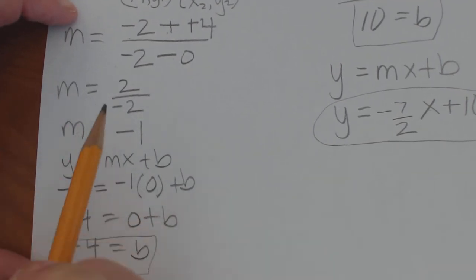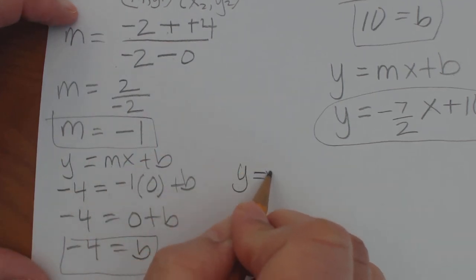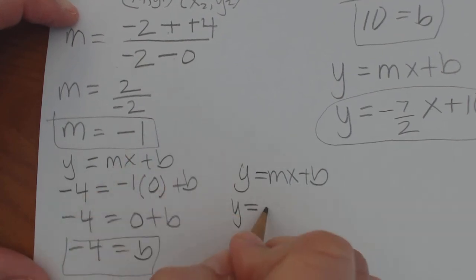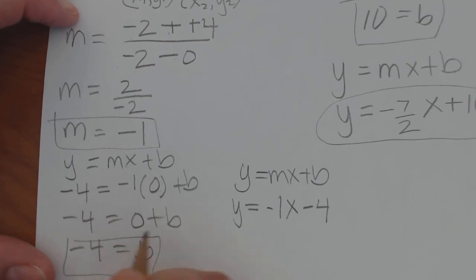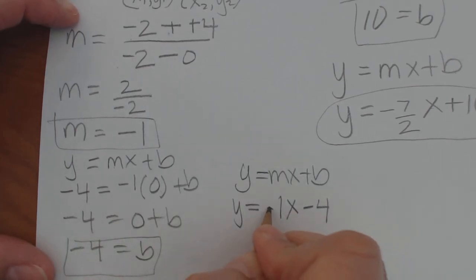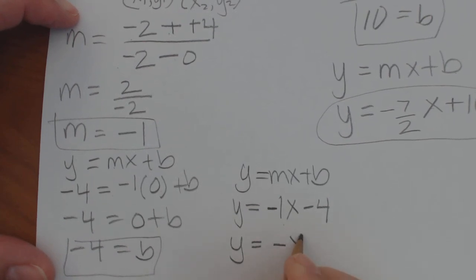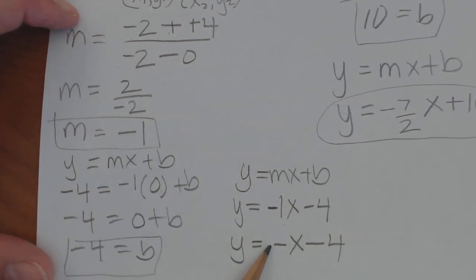I have my m, I have my b. I can now write my equation. y equals mx plus b. y equals, my m is -1, x minus 4. My b was negative, so it becomes minus 4. Remember, you can write it like this, or you may write it as y equals -x minus 4. This is how you're going to see it mainly on the answer keys. However, I will accept this one.